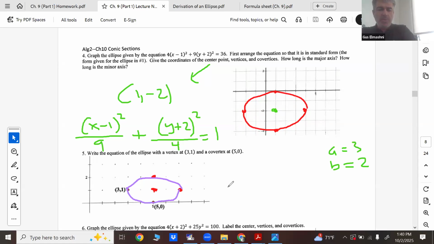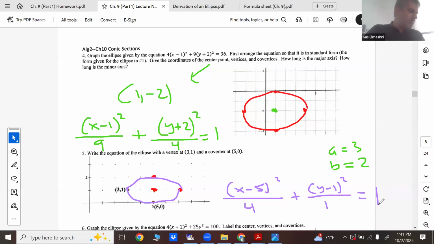So my equation should be x minus 5 squared over, how far am I going left and right? Two left, two right, so you put 4 on the bottom. y minus 1 squared, 1 up, 1 down. You get that.